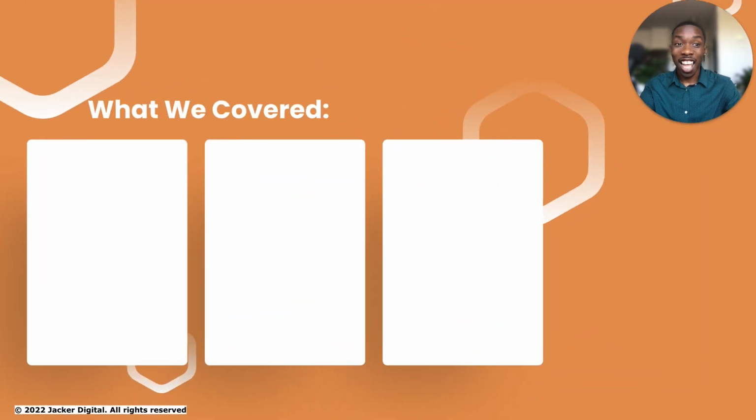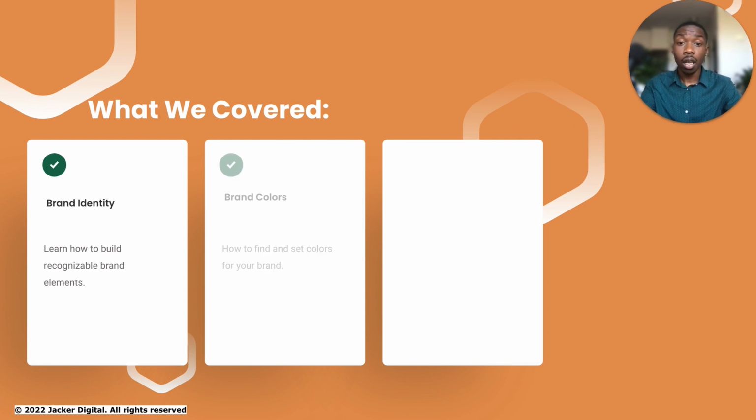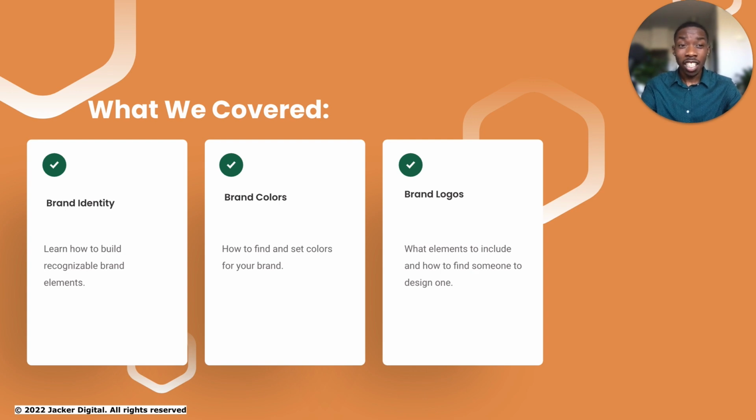And just like that, we have finished another lesson. In this lesson, we covered brand identity, and we started learning how you can create recognizable brand elements. We also talked about things like your brand colors and looked at a really cool color website. And we talked about your logo, and I told you some strategy behind not sticking with your logo too long and where you can find someone to help you out with creating your logo.